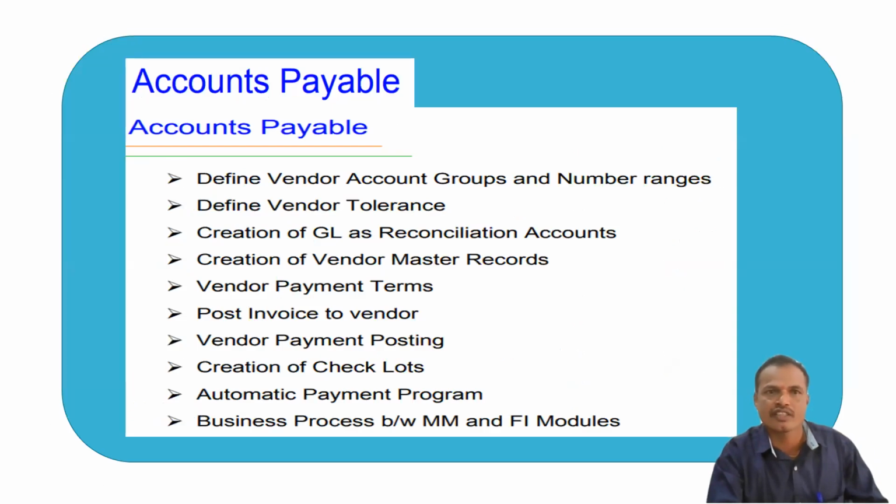Accounts payable. After the GL module, we will cover accounts payable. In that, certain fields are there. Define vendor accounts group and number ranges. Define vendor tolerance. Creation of GL as reconciliation accounts. Creation of vendor master records, like we have created in general master. Here we maintain the vendor master record.